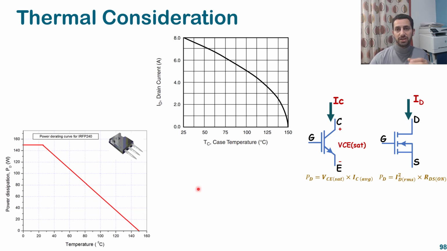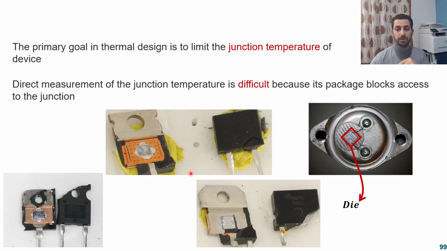So all this introduction is to emphasize the importance of thermal design and consideration that we have to take into account to make our MOSFET work in any different environment or ambient temperatures. So the primary goal of our thermal design is to limit the junction temperature. And you might ask, what is the junction temperature?